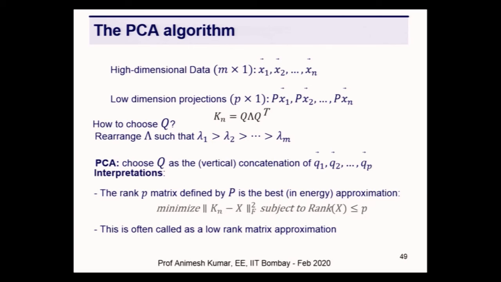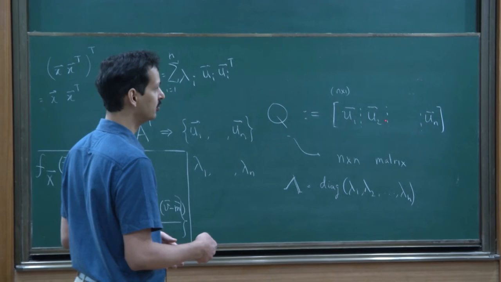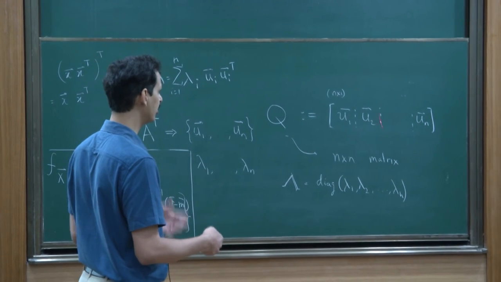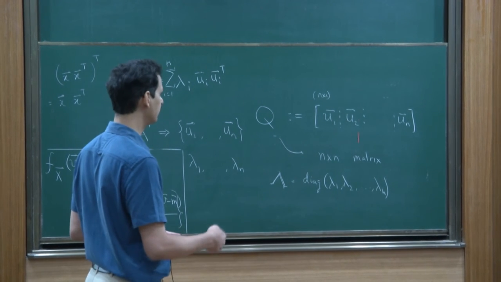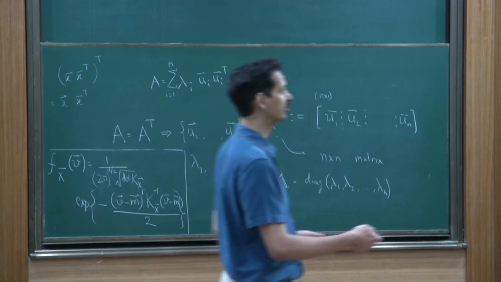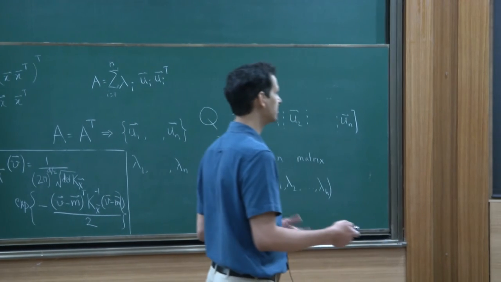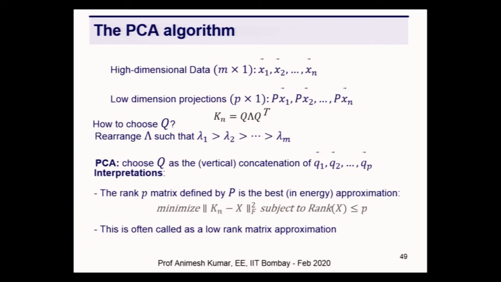So what the PCA algorithm does is that you choose P as the vertical concatenation, meaning basically this is the same augmentation. You start with Q1, Q2, all the way up to QP, or U1, U2, UP in this notation on the board here. So you collect the first P eigenvectors. That's what Q1 to QP here means. So you select P as this matrix here.